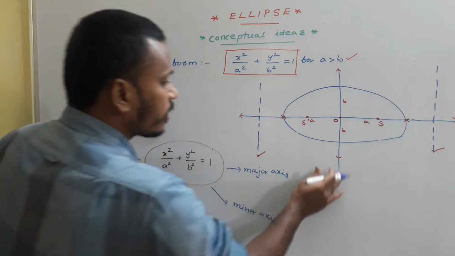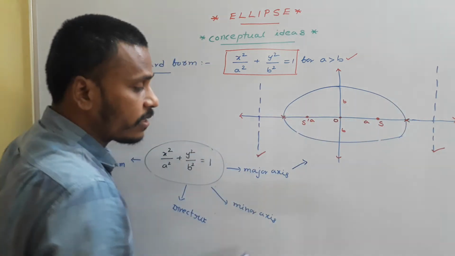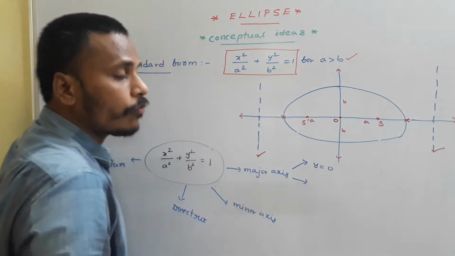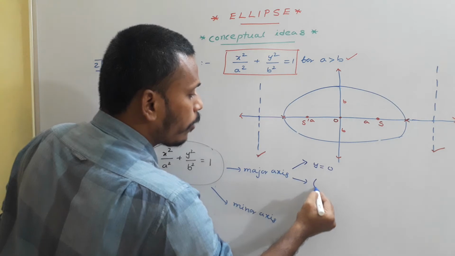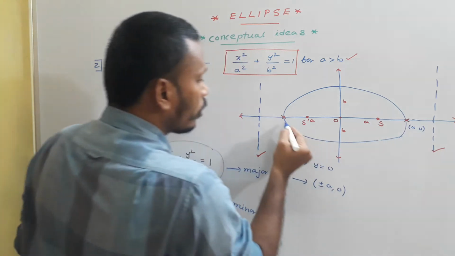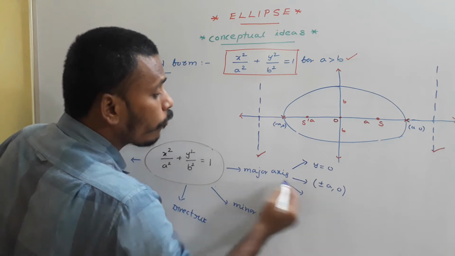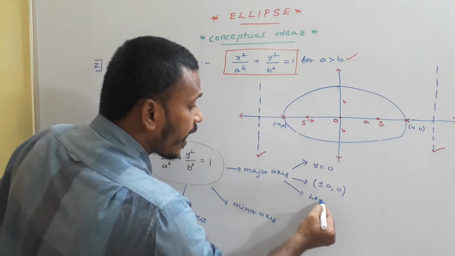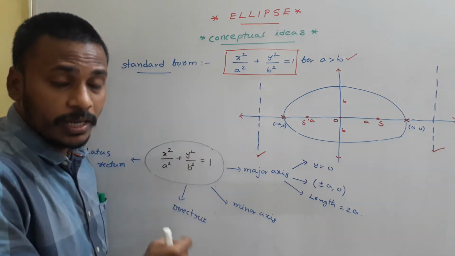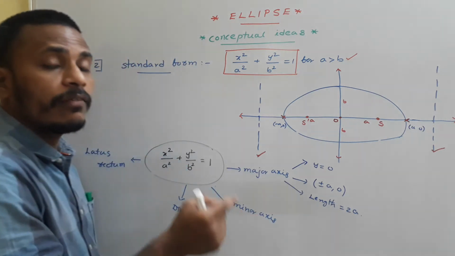For this ellipse, what is the major axis? Equation of the major axis: the major axis is this x-axis, so the equation of the major axis is y equals 0. And the end points of the major axis: since this length is a, the end points of the major axis are plus or minus a comma 0. This point is a comma 0, and this point is minus a comma 0. The length of the major axis is 2a, and here again we need to memorize that the length of the major axis is 2a. Sometimes we will use the length of the semi major axis, which is half of this 2a, and we take it as a.